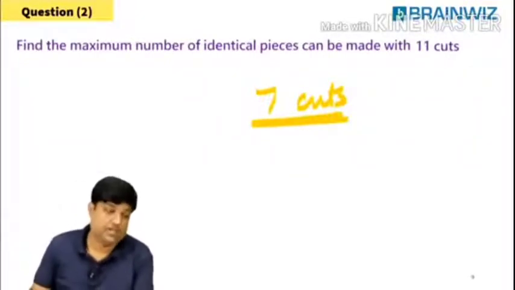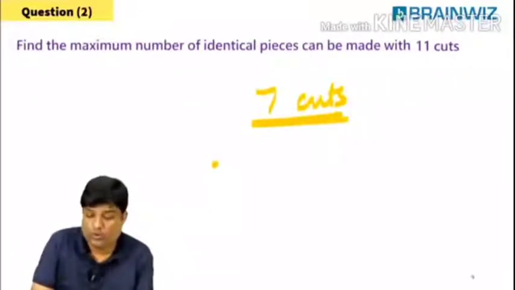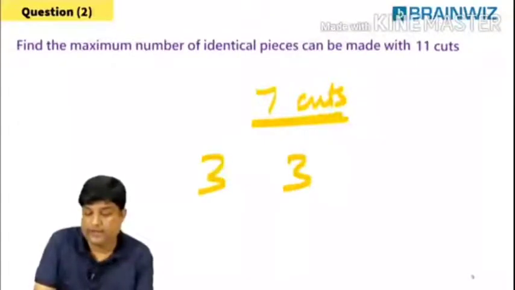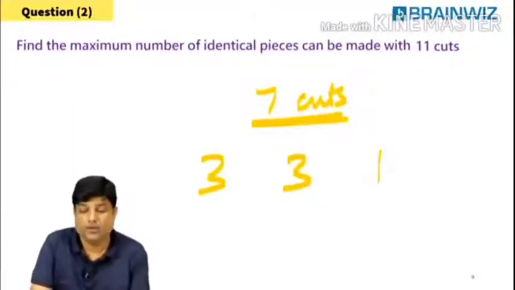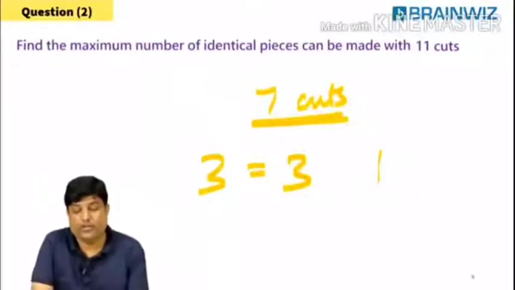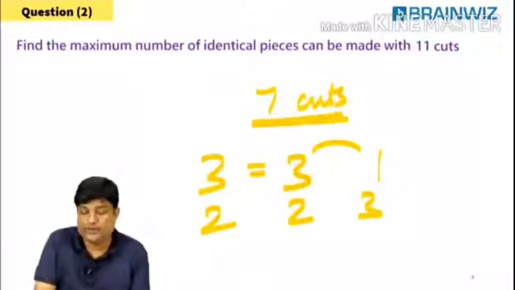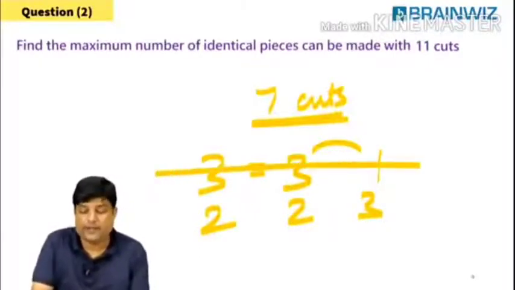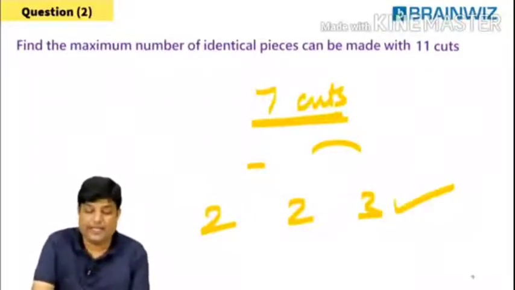That's good. How? Will you do 3, 3, 1? No. 3 and 3 are almost all equal, but 1 has a large gap. So better you can do 2, 2, 3. Instead of doing 3, 3, 1, you can choose 2, 2, 3. Are you understanding, everybody? Chaliye.